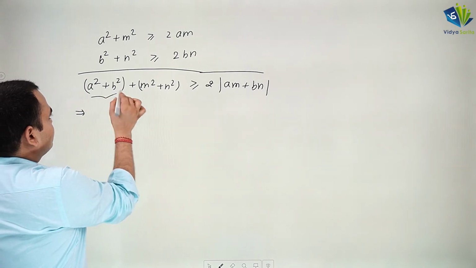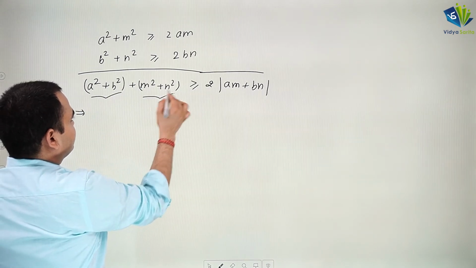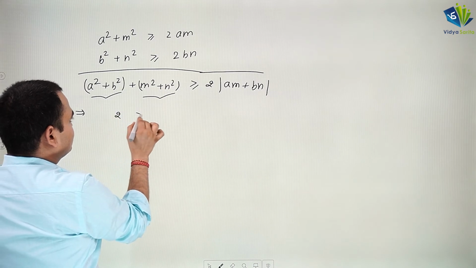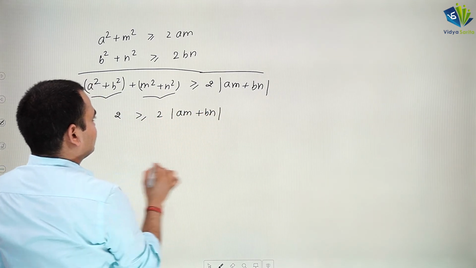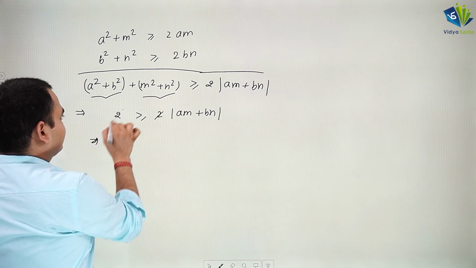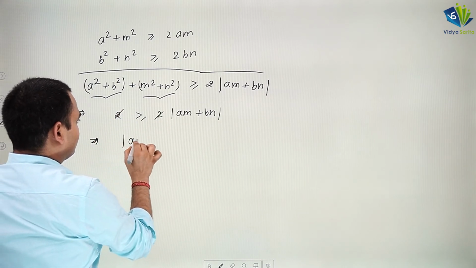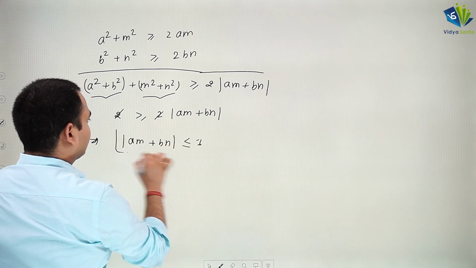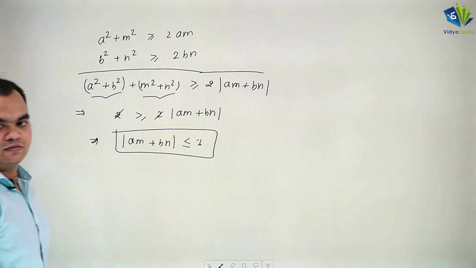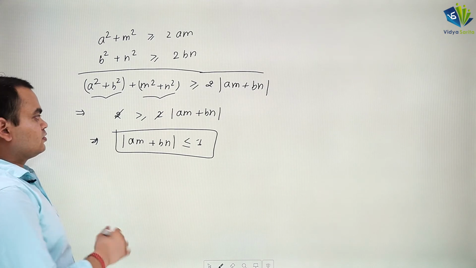They have given you this as 1, and this again as 1, so you are going to get 2 times am plus bn. The 2 gets cancelled, and you get mod am plus bn less than or equal to 1, meaning the maximum value of am plus bn will be 1. So this is the problem.